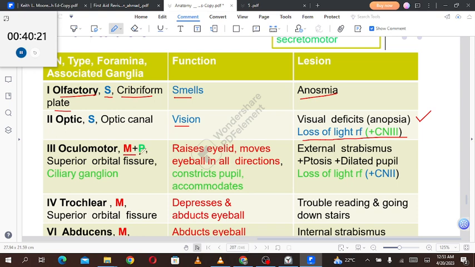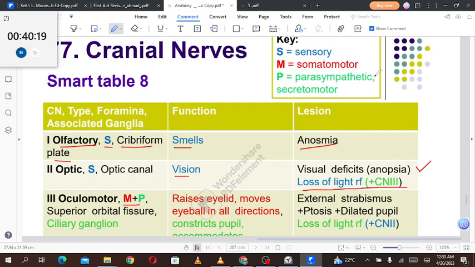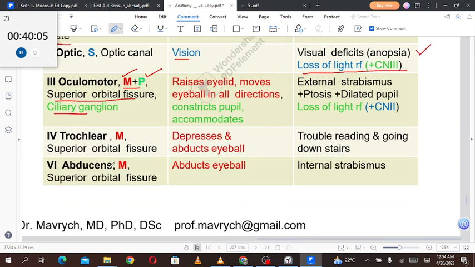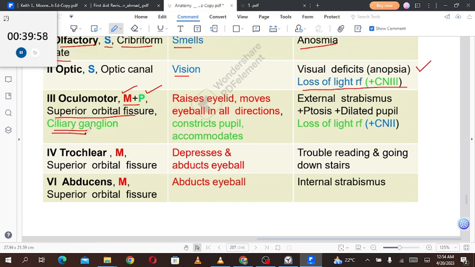Then the oculomotor nerve is motor plus parasympathomimetic secretomotor. It contains motor fibers as well as parasympathetic fibers coming from the Edinger-Westphal nucleus. It passes through the superior orbital fissure, and a lot of nerves that follow will also pass through it. It is associated with the ciliary ganglion. The parasympathetic fibers carried by the oculomotor nerve relay in the ciliary ganglion, and then come out as, I guess, the long ciliary nerve. It raises the eyelid.